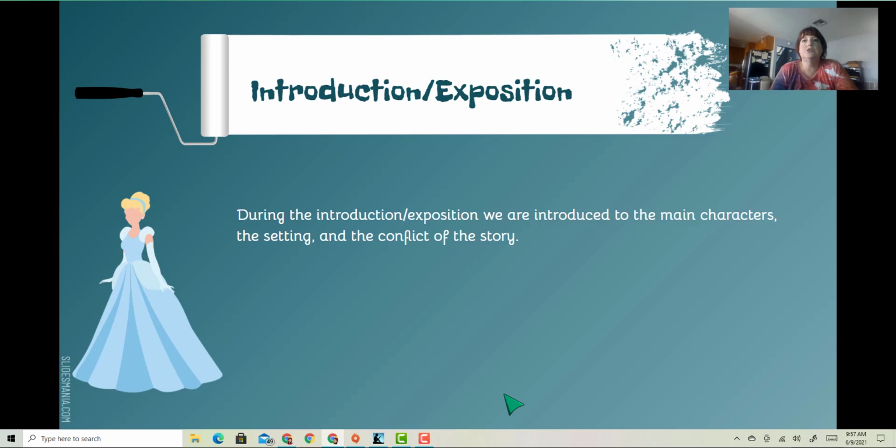And I decided to use Cinderella to let you hear how this would work. So, fairy tale starts: once upon a time, in a land far, far away, there lived a girl named Cinderella, who lived with her wicked stepmother and wicked stepsisters. There you go. There is our exposition, the introduction to the story.